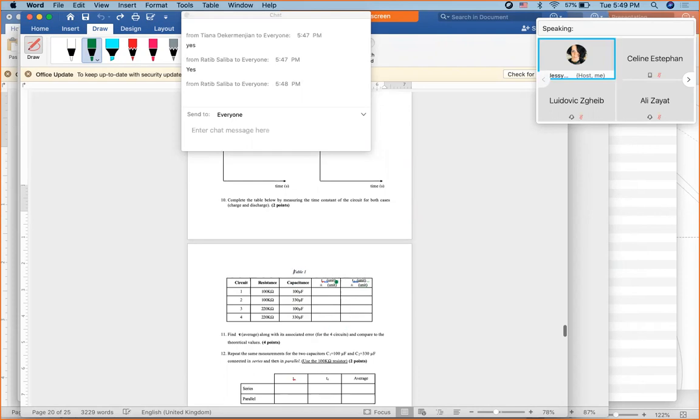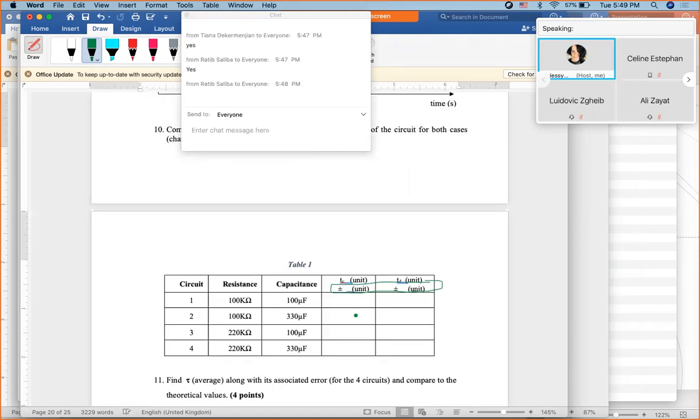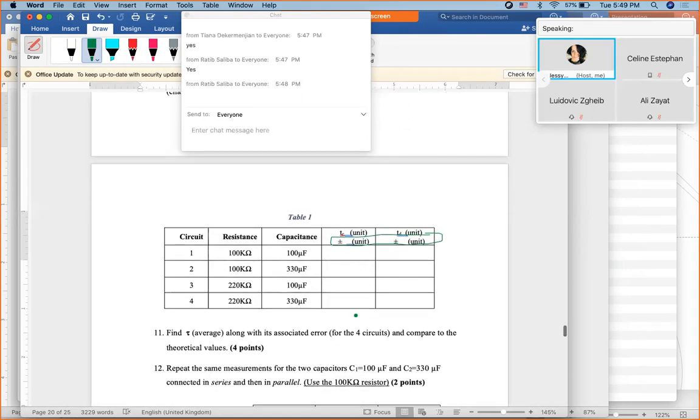For you to know the error on the measurement, remember, is it a digital measuring tool or an analog measuring tool? If it's digital, you take the smallest subdivision. If it's analog, you do the smallest subdivision divided by 2.